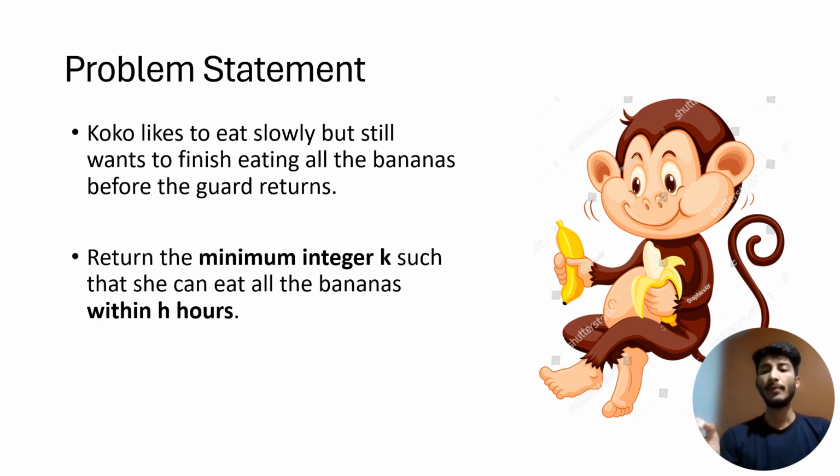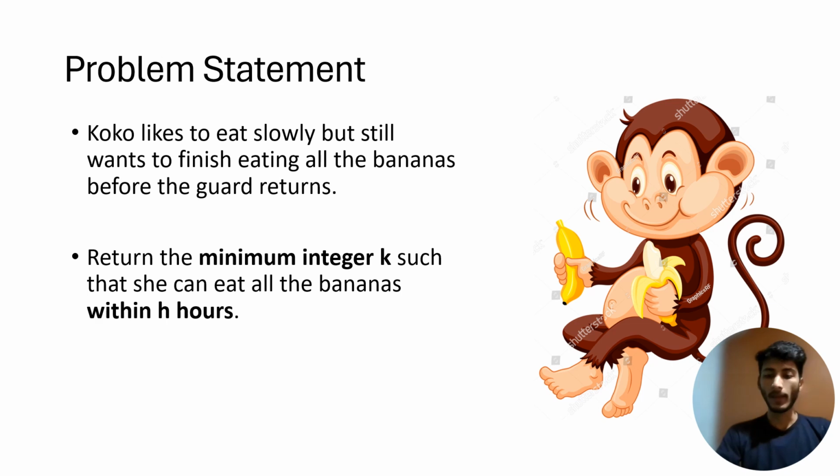And the task here is that the Koko character wants to eat all the bananas, but she has a time limitation. She wants to eat all the bananas as fast as possible and within H hours. Now, the task given to us is to figure out the minimum value of k, which is the banana eating speed per hour, so that the bananas are finished within H hours.